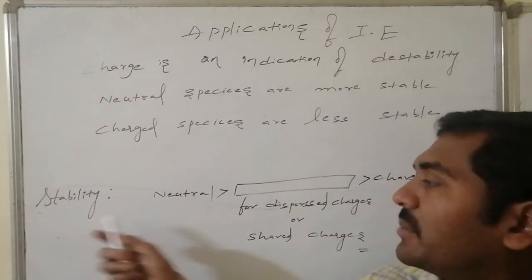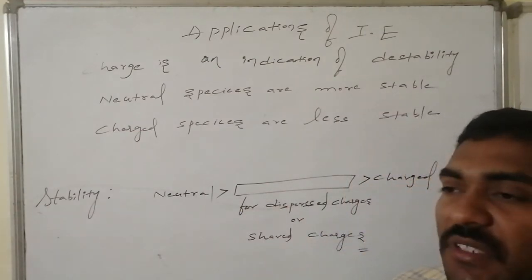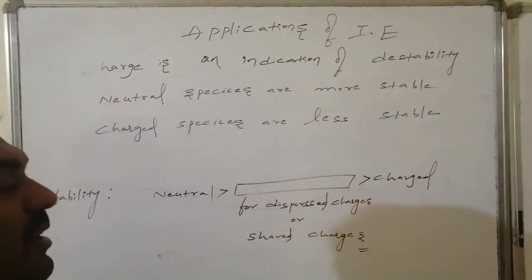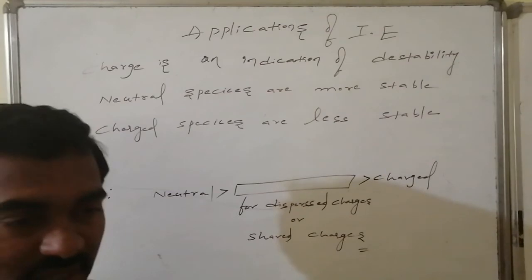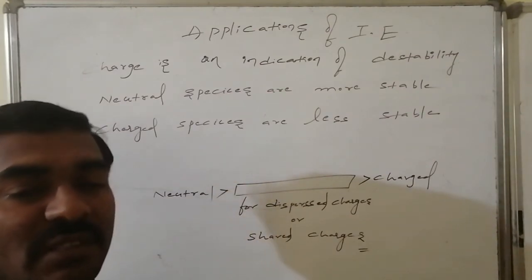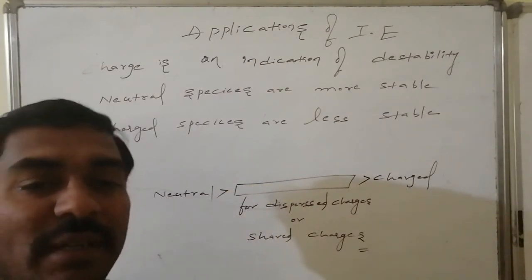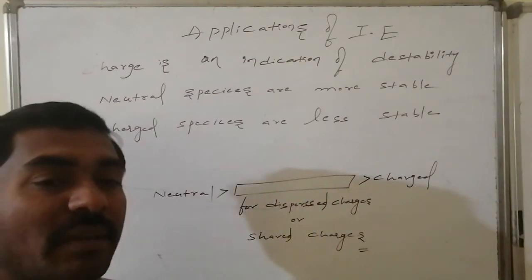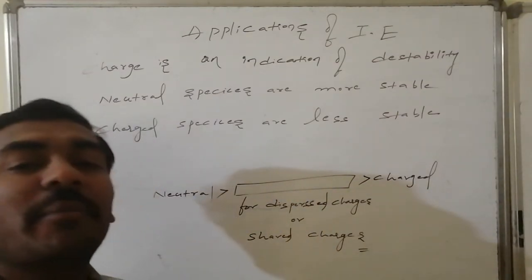And here, I feel neutral is more stable compared to the charged species, but there is a special case where, due to connectivity of groups associated with the charged atoms, the charge may disperse, the charge may share, that unit charge can be distributed over many number of atoms.